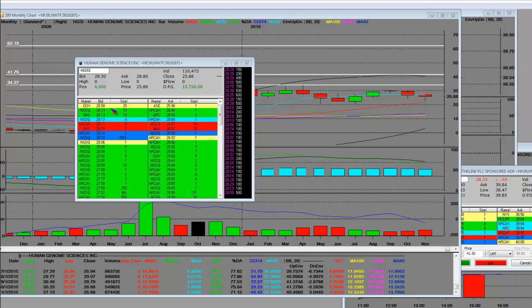Pump on it. Here we go. The news isn't out. They're gapping it up. They gapped it up to 29. It's only at 28. It's right here. 6,000 shares of it printing right here at 28.80.